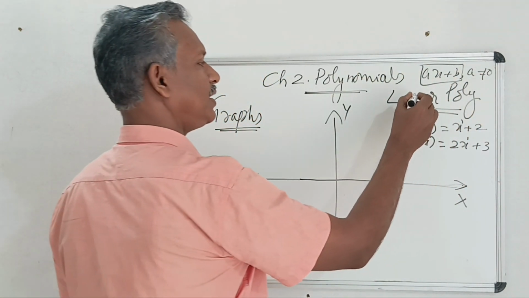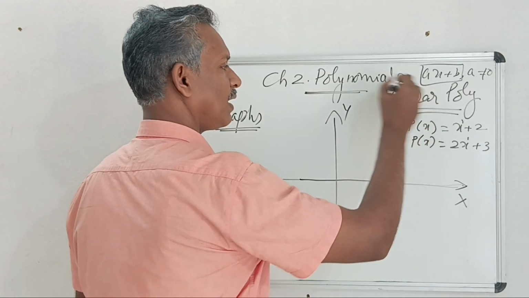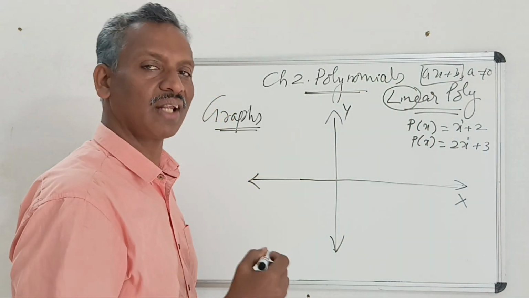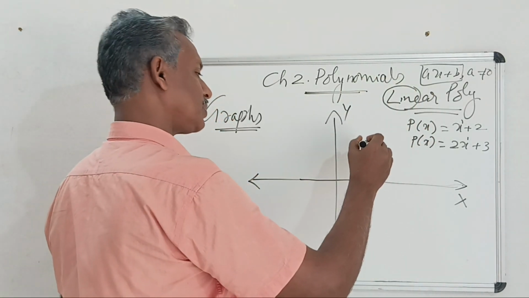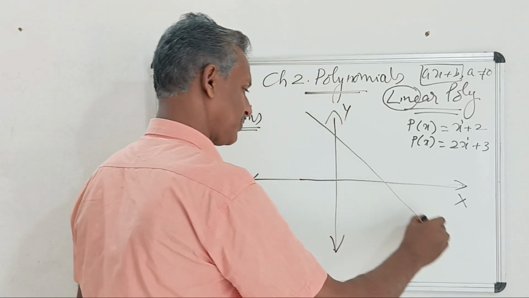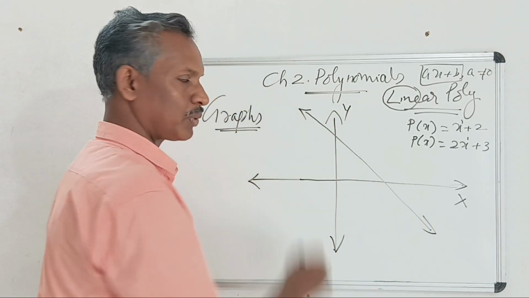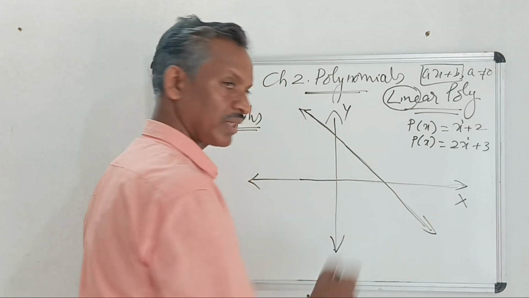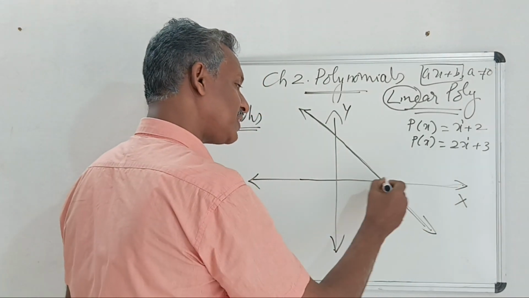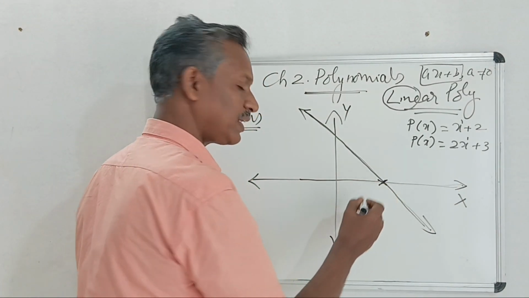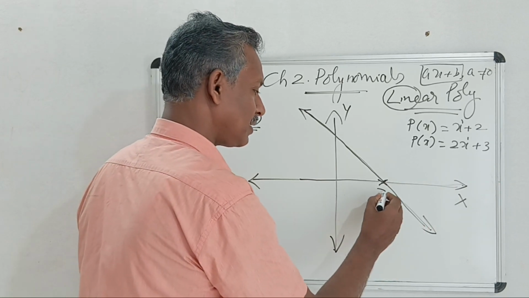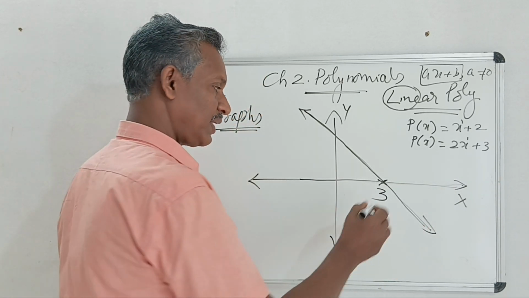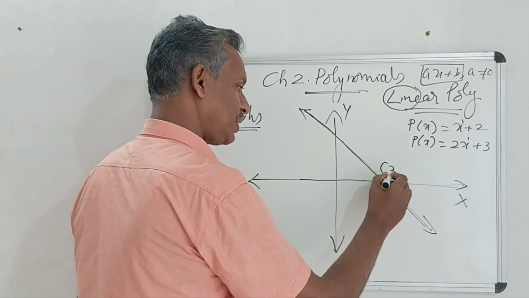Why is it called linear? Because its graph is a line. So, suppose you have drawn the graph of this one linear polynomial. You will get a straight line. Suppose it is intersecting with the x-axis at the number 3. Then, this is (3, 0).